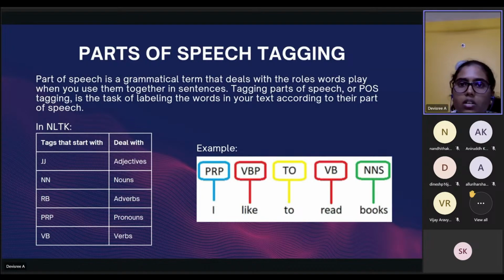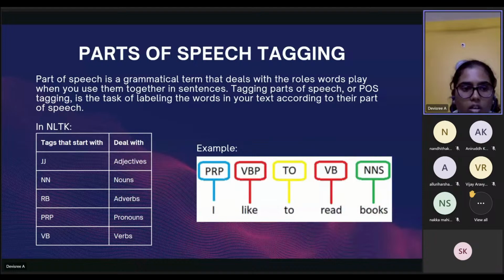For example, say there are two sentences. I want to buy an Apple phone. And the other sentence is, I like to eat an apple. In these two cases, the word apple has a different context. In the first case, it's a proper noun, and in the second case, it refers to a fruit. By using POS tagging, it can understand the context of that word and give more information to the model when it is training.